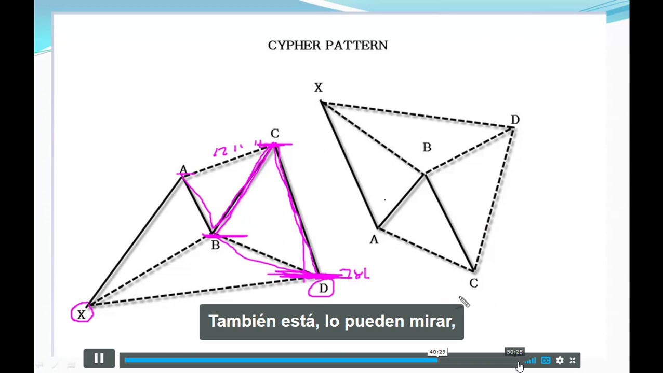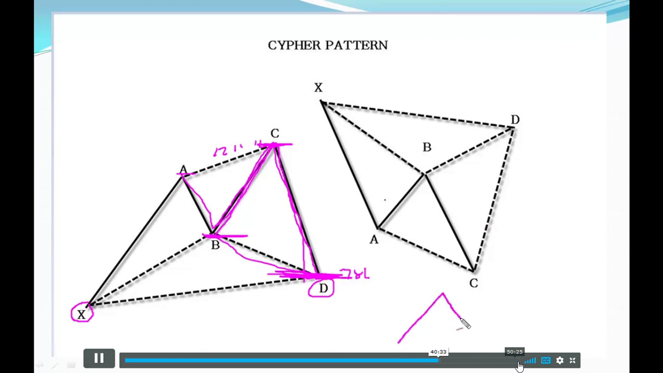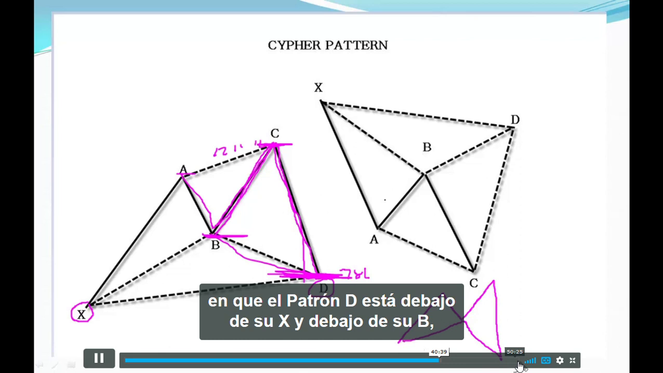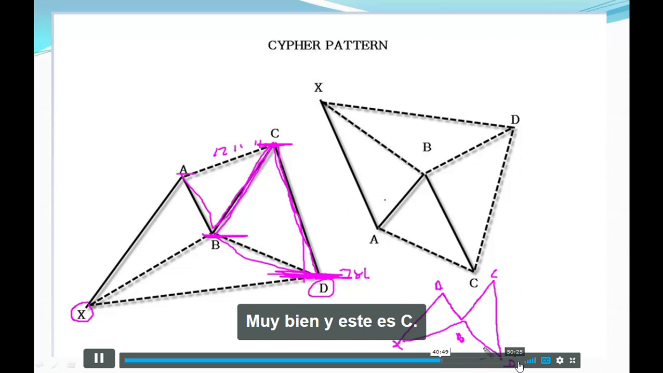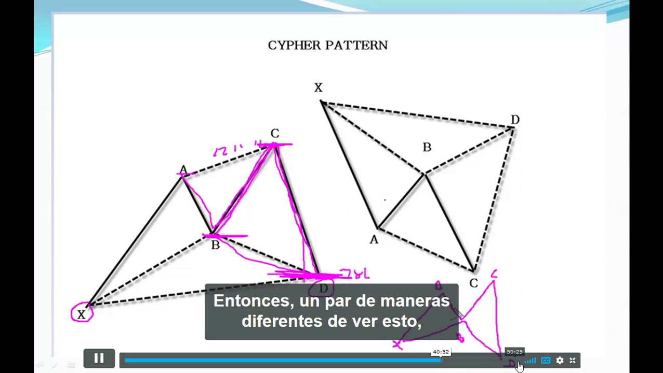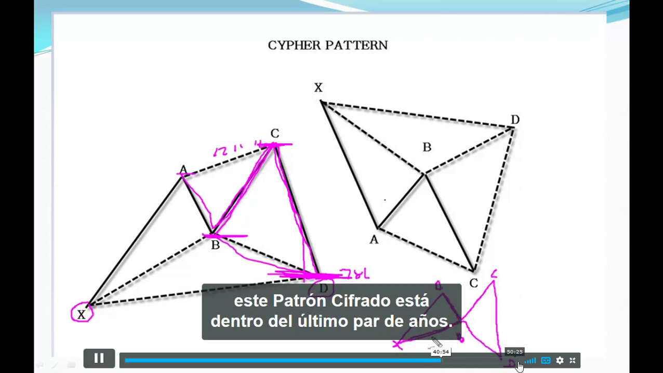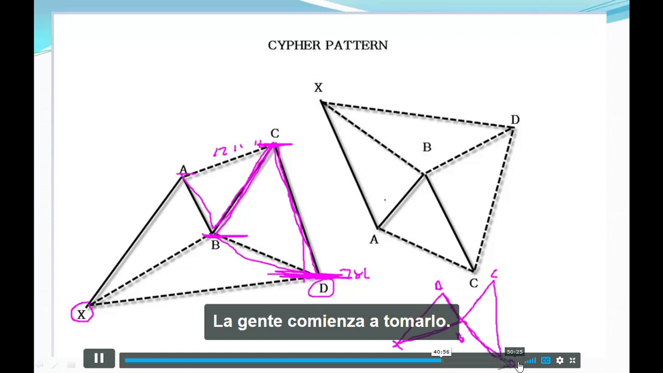There's also, you could look at it where you have your X, A, B, C, D, which the D pattern is below your X and below your B, and here is your A. All right, and this is C. So a couple different ways to look at this. This Cipher pattern has emerged within the past couple of years. People are starting to pick it up.